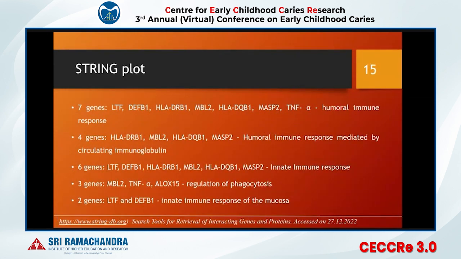Further analysis of the STRING plot revealed that 7 genes were associated with humoral immune response, and 4 genes within those were associated with humoral immune response mediated by circulating immunoglobulin. 6 genes were associated with innate immune response and 2 genes among them with innate immune response of the mucosa, and 3 genes with regulation of phagocytosis.